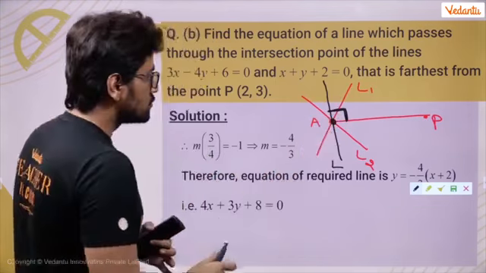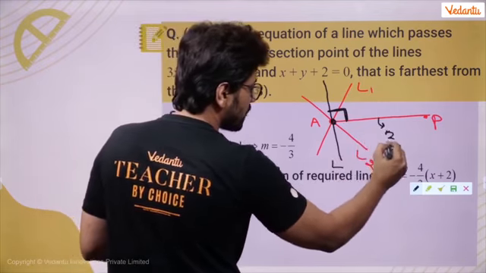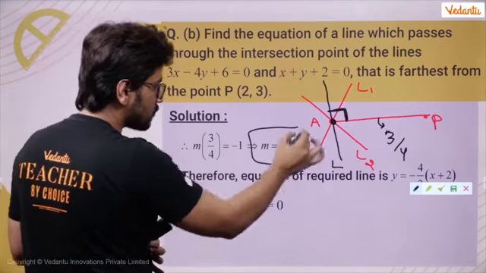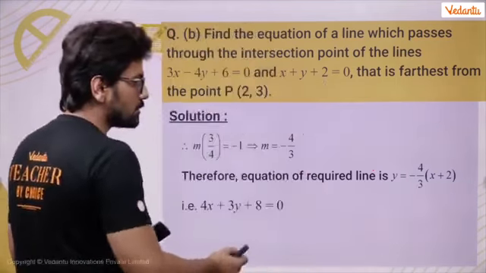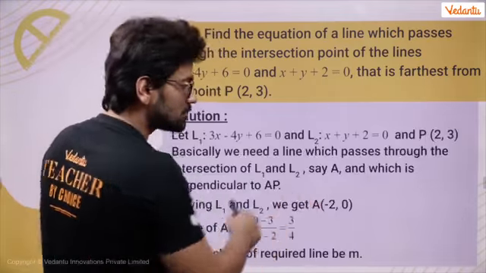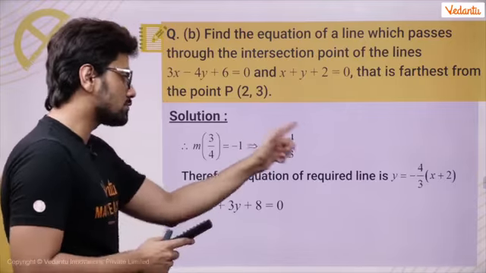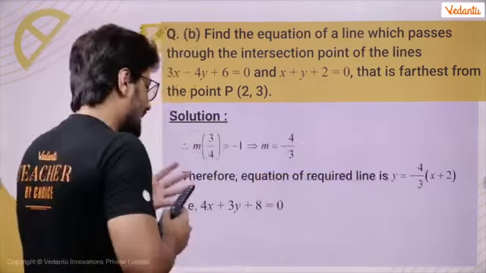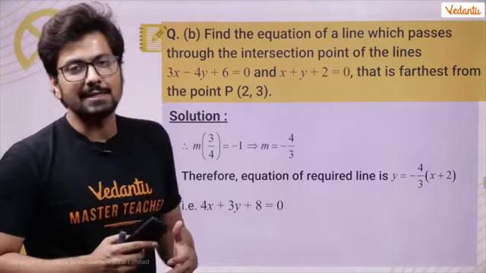Okay. So the slope of AP came out to be 3 by 4. So slope of this required line L will be equal to -4 by 3. Therefore, equation of the required line is y minus y1. So the point A is -2 comma 0. So a line which is passing through point A and having the slope -4 by 3, y minus y1 is equal to m times x minus x1. And we got the equation of the required line as 4x plus 3y plus 8 is equal to 0.